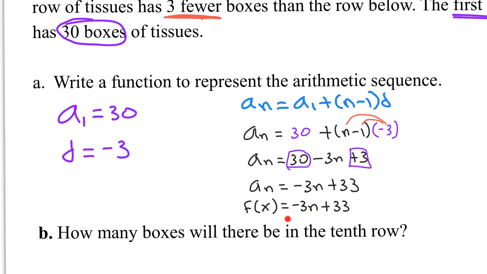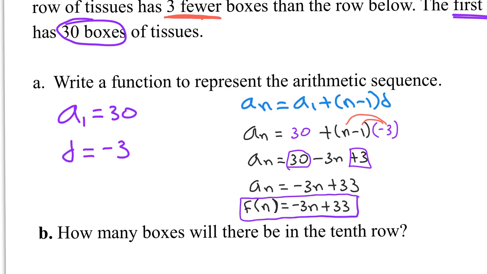So I need to have the same variable. Every time you guys have function notation, whatever variable you have here has to be the same variable as over here. So you can change it to n. So I'm going to change that to n so we can have it in function notation. So f of n equals negative 3n plus 33. So we got the function right here.